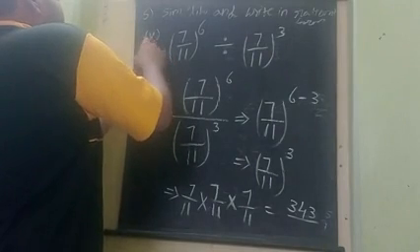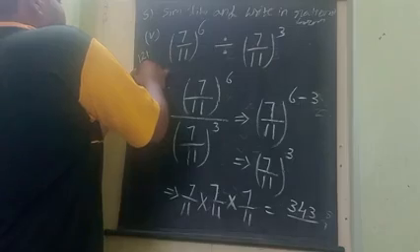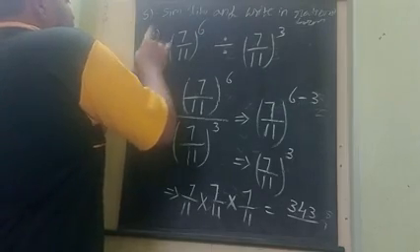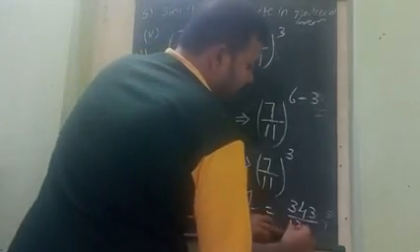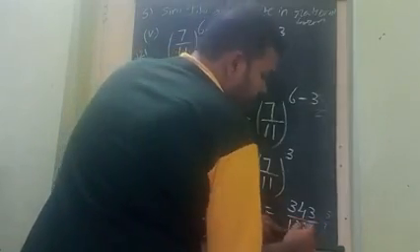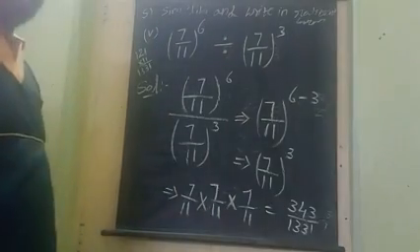11 1s are 11. 11 2s are 22. 3 3 1 3 3. 11 1s are 11. 12, 13. That is 1331. So the answer for this sum is here.